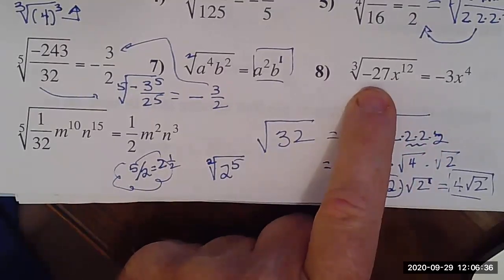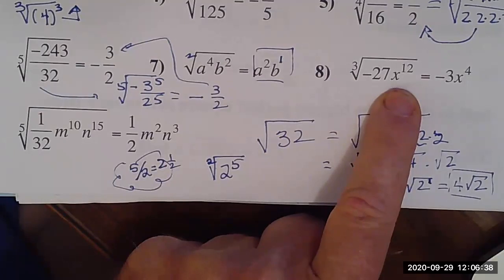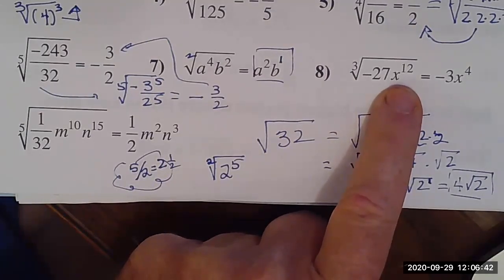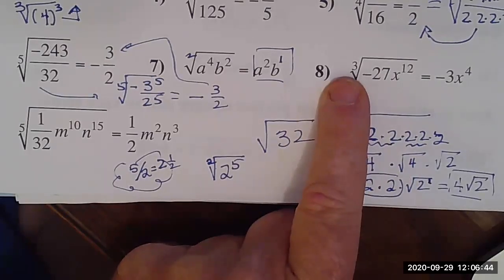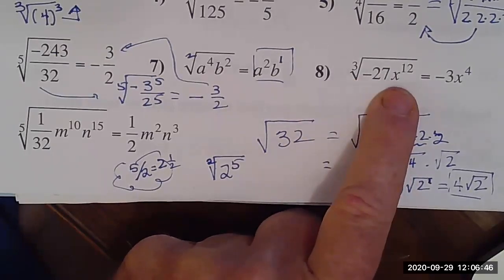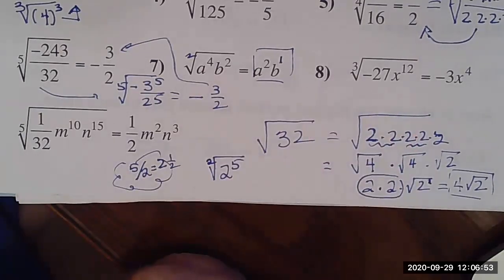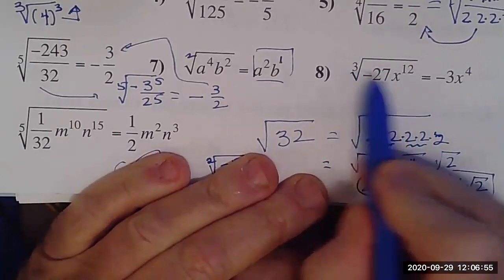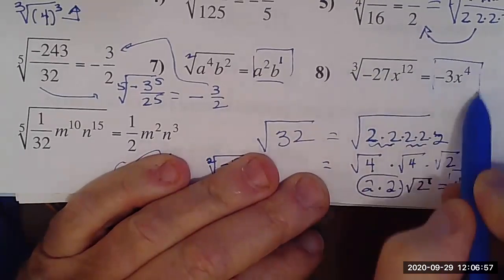The last part is you've got x to the 12th power. Now, that means you've got 12 x's. How many triples with 12 of them? You got 12 x's, and you group them in 3's. You've got 4 groupings. Or 12 divided by 3 is 4, and that's how you get your result right there.